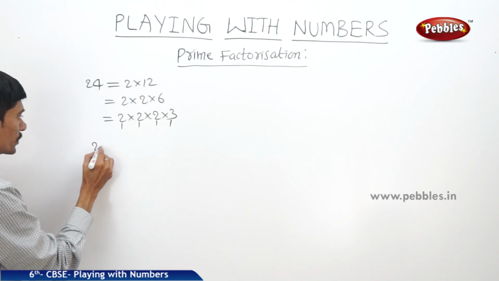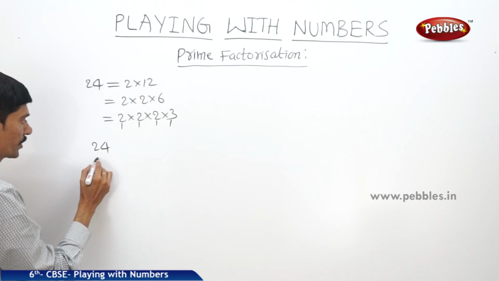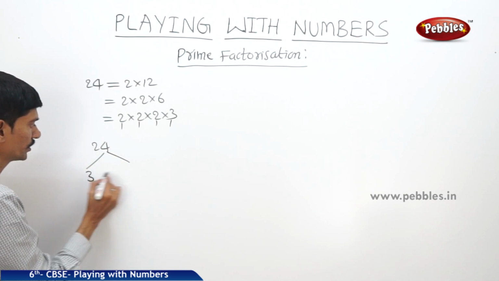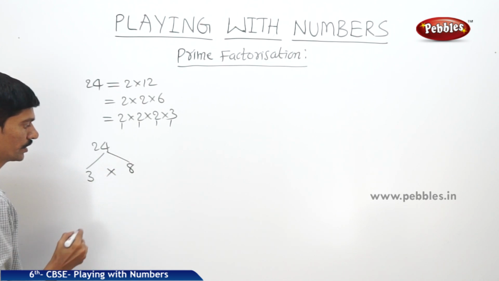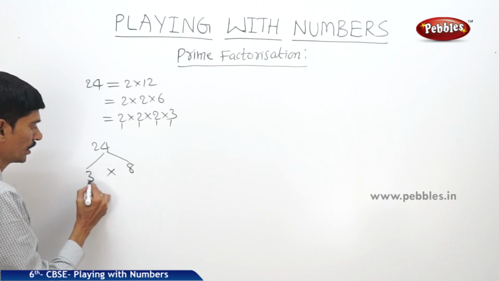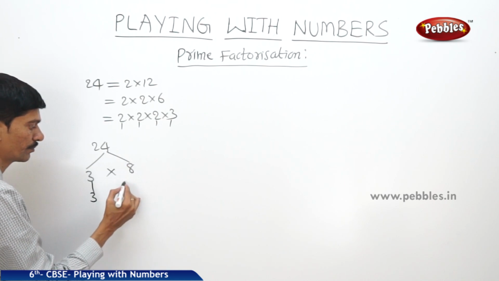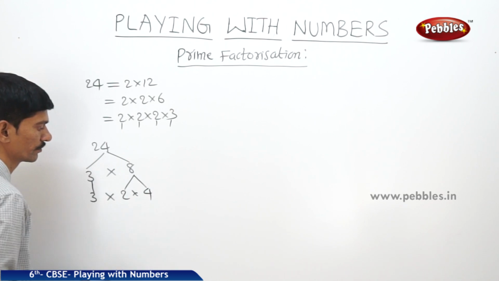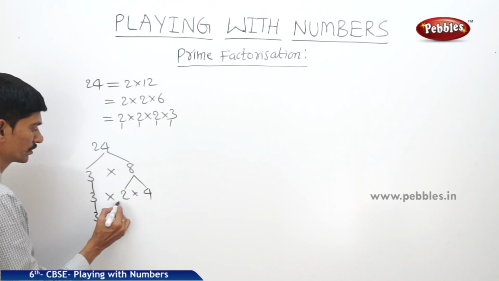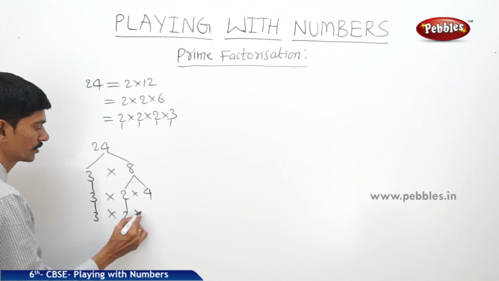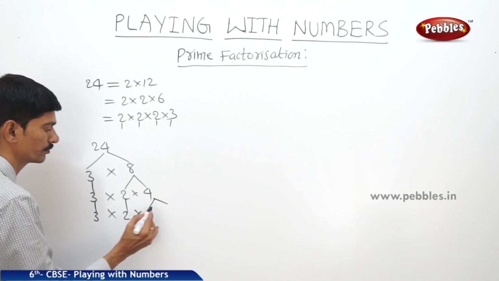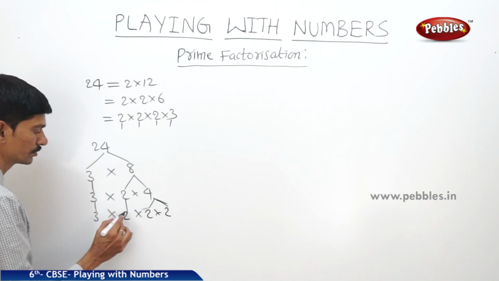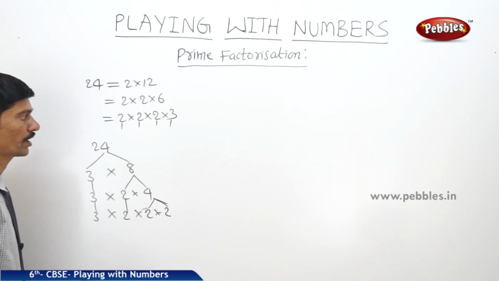So now 12 can also be written as the product of prime numbers with a tree diagram. So then we can write 24 as 3 8s are 24, 3 into 8. Again 3 is a prime number, but 8 is not a prime number, so we write 8 as the product of 2 and 4. Here 3 is a prime number, 2 is also a prime number, but 4 is not a prime number, so we write 4 as a product of 2 and 2. So finally we got 3, 2, 2, 2, all are prime numbers.